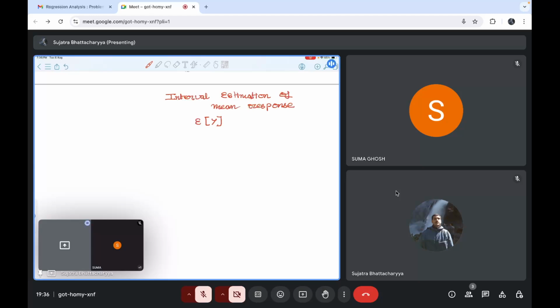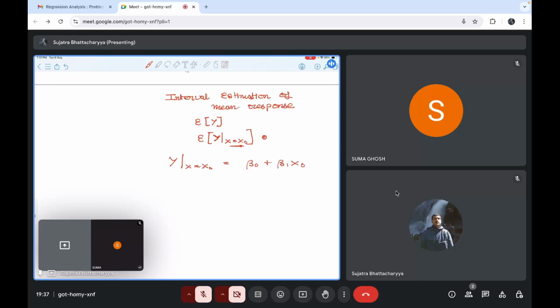So for interval estimation, it has to be for one particular value. Okay. So we want to do the interval estimation of E of y at x is equal to x naught. Don't confuse it with the conditional probability. This is not the conditional probability. This is y at x is equal to x naught. Okay, not the conditional probability. So what is that? Just let me write. Y at x is equal to x naught will be beta naught plus beta 1 x naught.